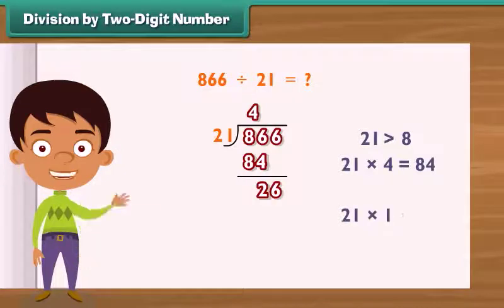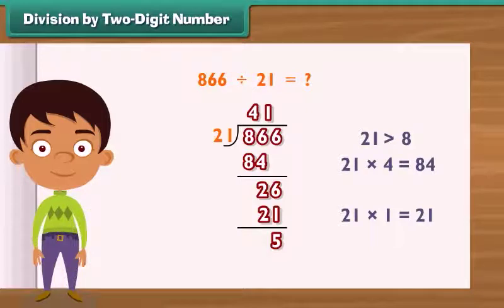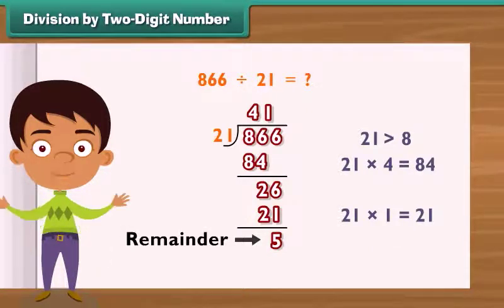21 into 1 is equal to 21. Place 1 above 866 next to 4 and subtract 21 from 26 to get 5. 5 is the remainder. Thus, 21 cannot divide 866 exactly. 866 divided by 21 is 41 with the remainder 5.